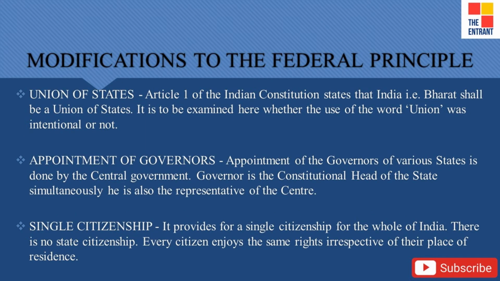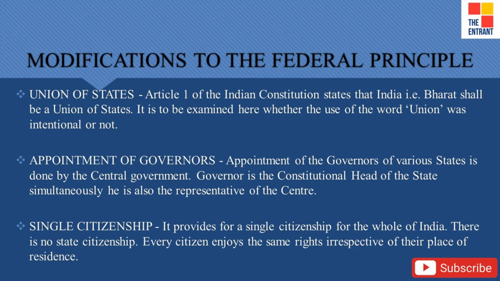First, union of states. The word federation has nowhere been mentioned in the Indian Constitution. Furthermore, Article 1 of the Indian Constitution states that India, that is Bharat, shall be a union of states. Second, appointment of governors. Article 155 gives the power to the President to appoint governors to the various states. They are also answerable to the President.